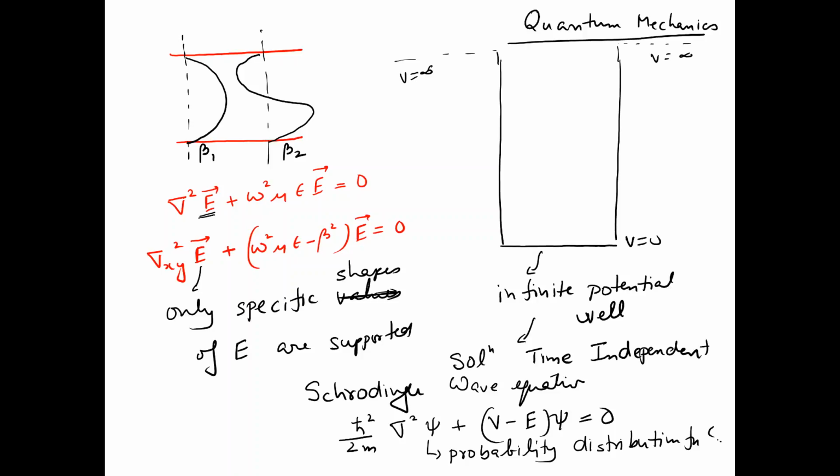If you look at this equation and the Helmholtz wave equation we have looked at, these two equations are exactly of the same form. Mathematically, this is just some constant, I can move it around, I can bring this as 2m by h square. I have a Laplacian of psi, and I have a Laplacian of electric field.